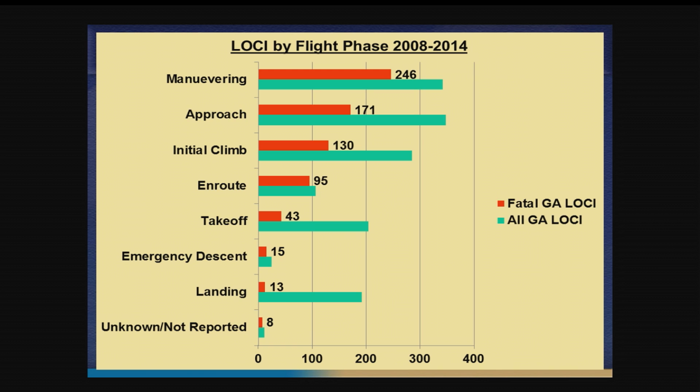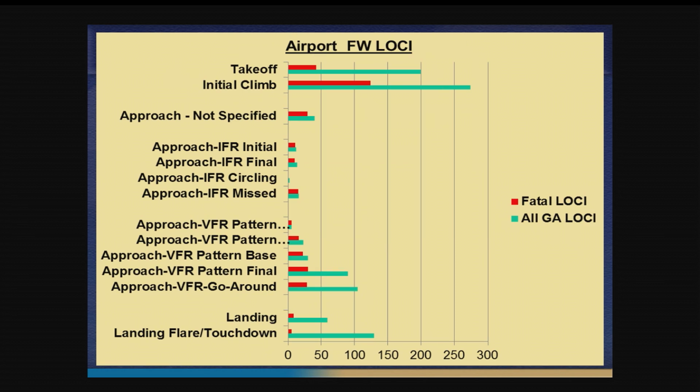We get our data, we now have our definitions of the various phases, and we can find that by flight phase, maneuvering, approach, and initial climb are the deadliest phases. If you look down near the bottom, landing actually has a lot of loss of control accidents, but they're usually not fatal. I know this is a busy slide, and I've got a couple of follow-on slides that'll make this a little simpler.